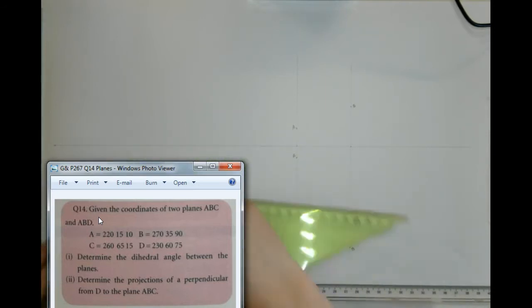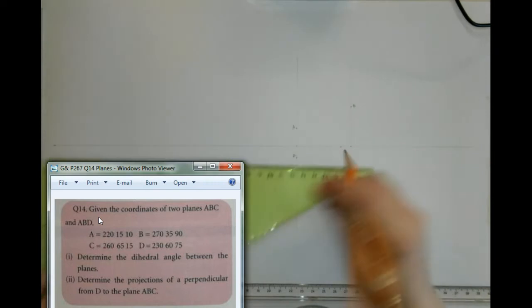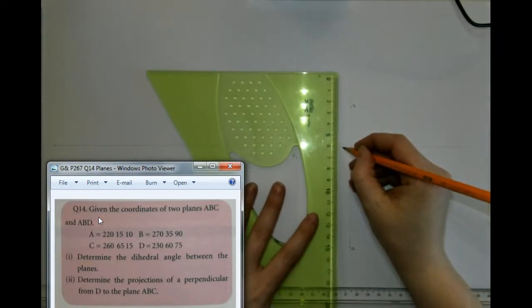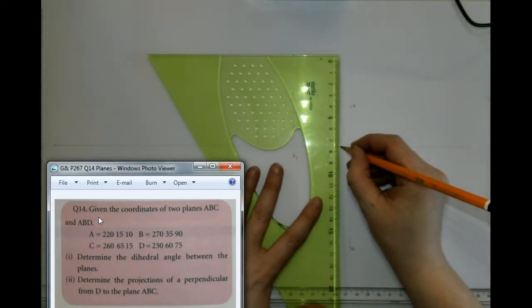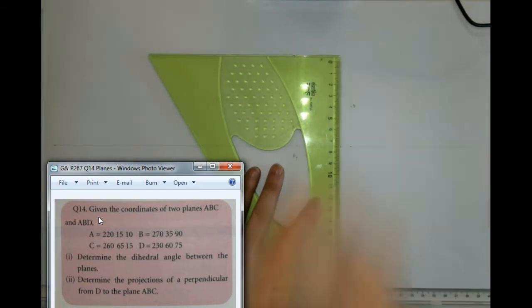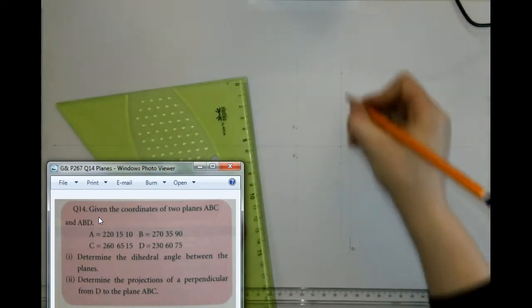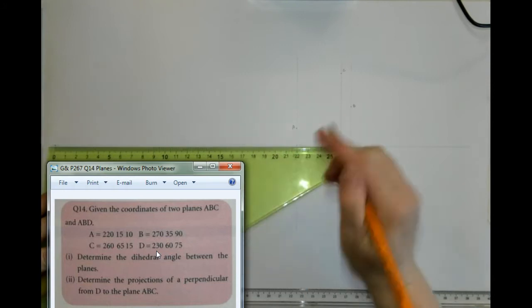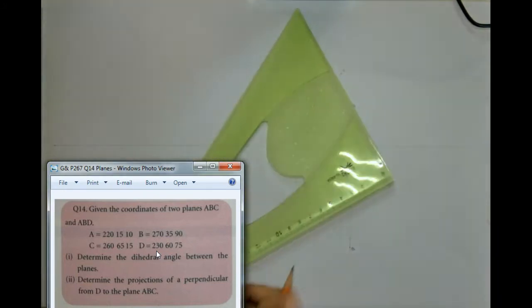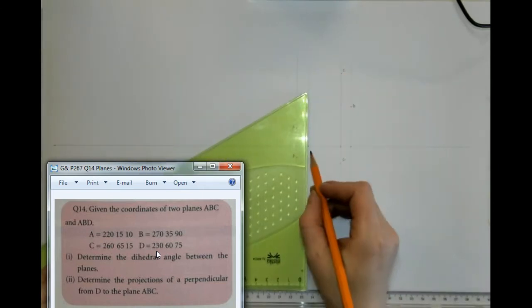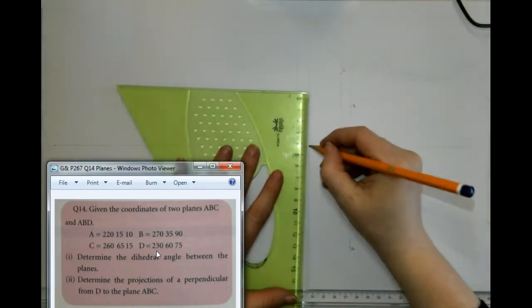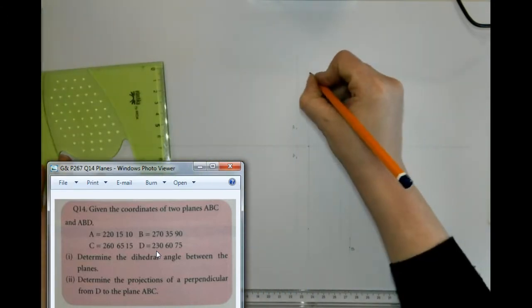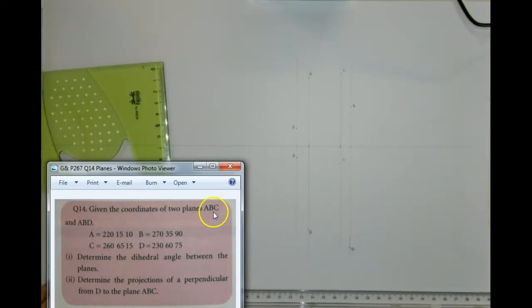Then for C, we've got 260 across. 65 high, and we have 15 down, and finally we have D on 230. We're going to measure up 60 and down 75. That's my D point. Now, as you can see, we're told we have the plane ABC and ABD.